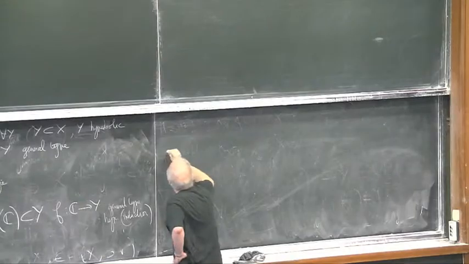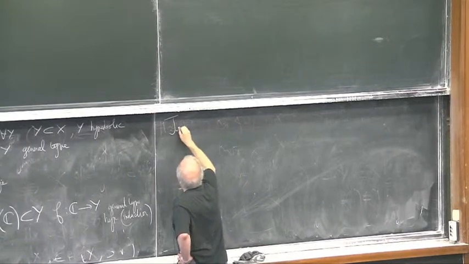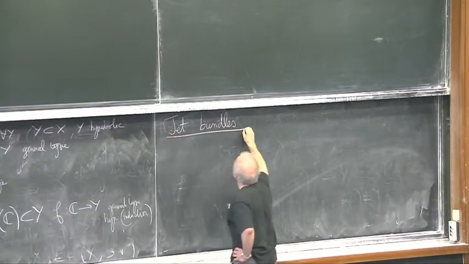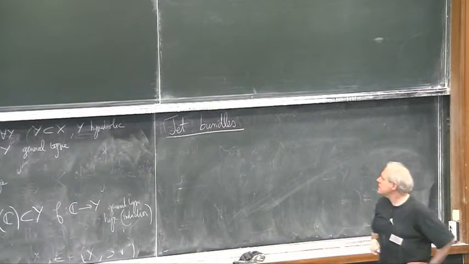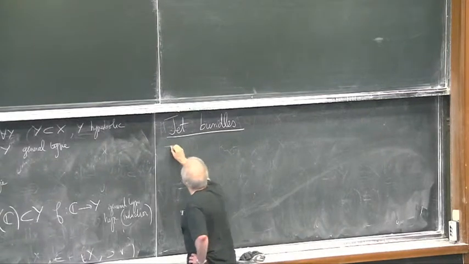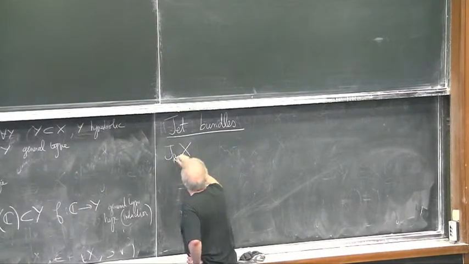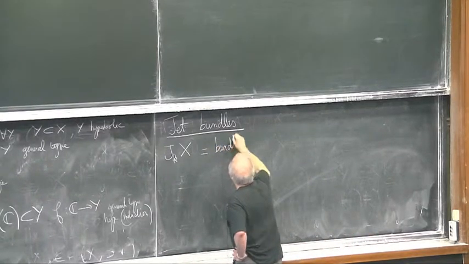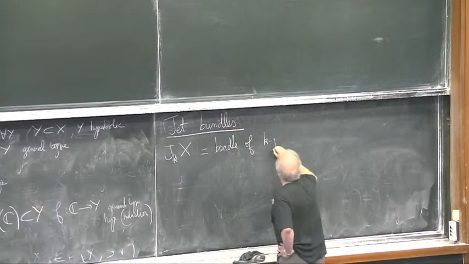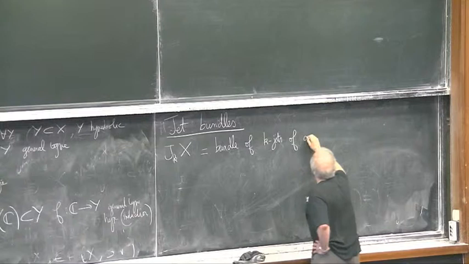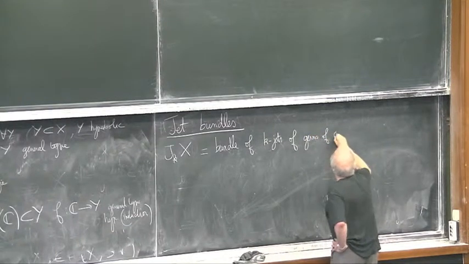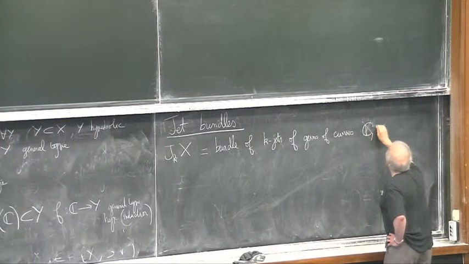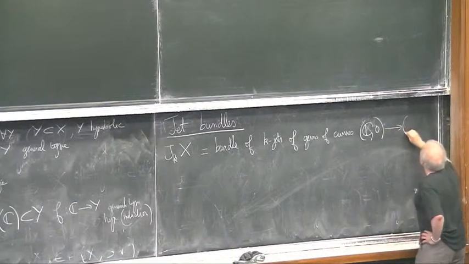Okay, so the main technique is to use jet bundles. So the simplest thing is the k-jet bundle of X itself. So this is a bundle of k-jets of germs of curves into X.